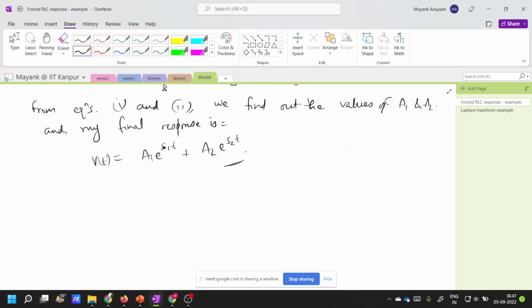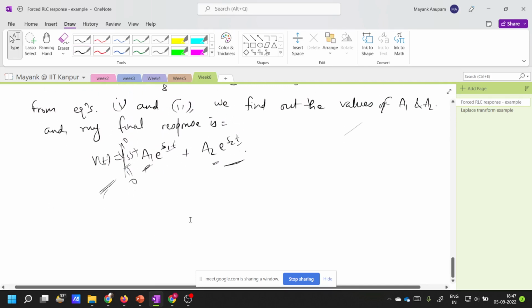what? So you will have calculated a1, you will have calculated a2, you also have the values of s1 and s2, so final response will be this. Okay, so there was a vss term present here, but vss is equal to 0, so I have ignored it simply.